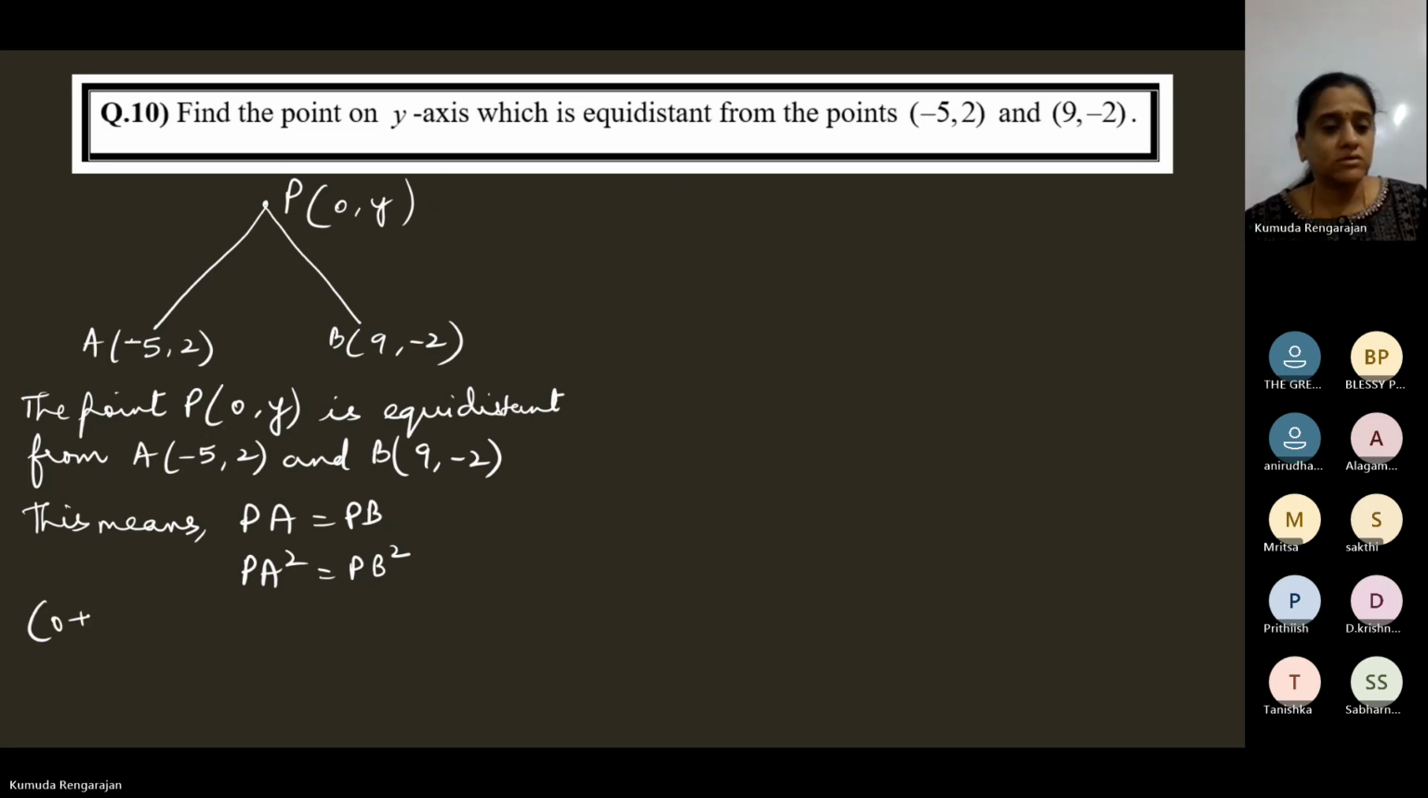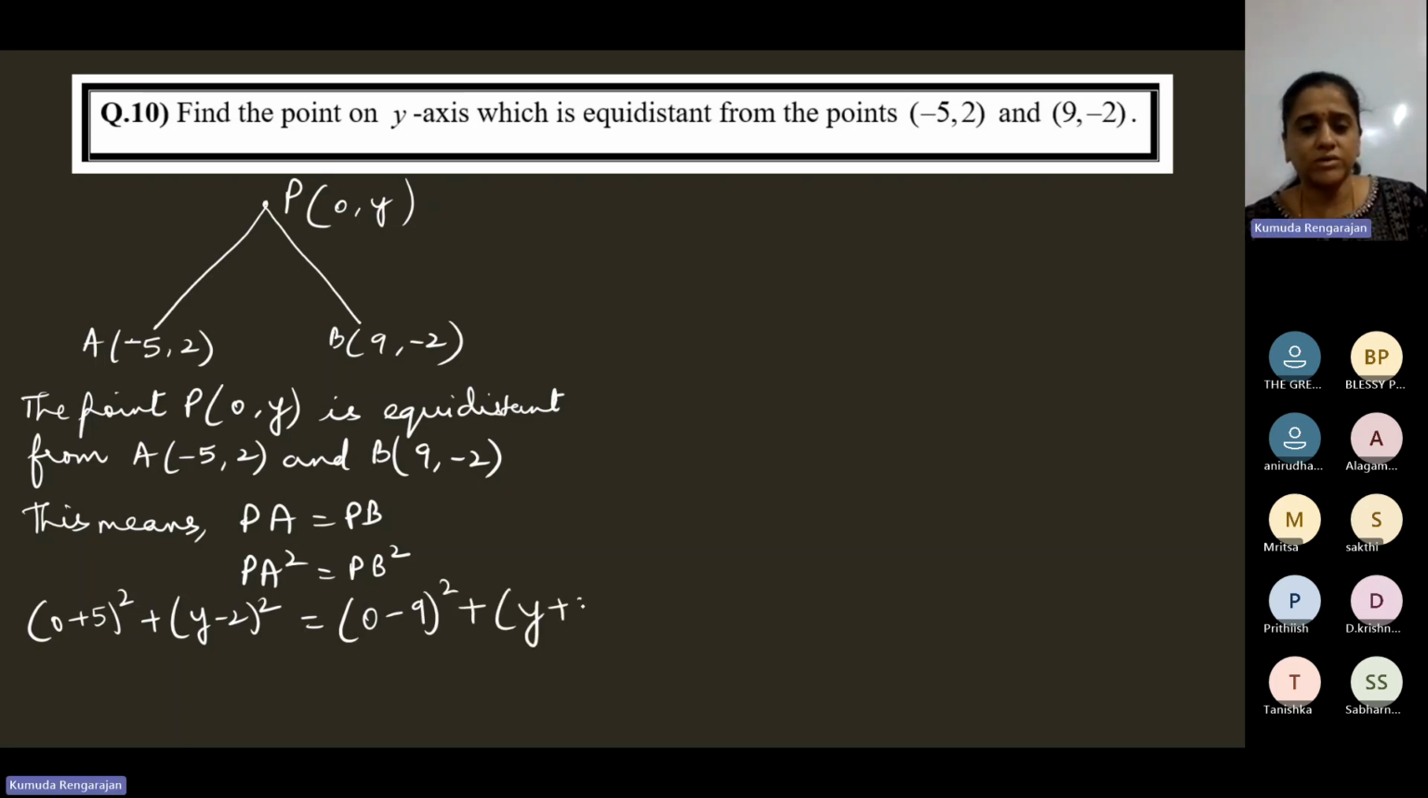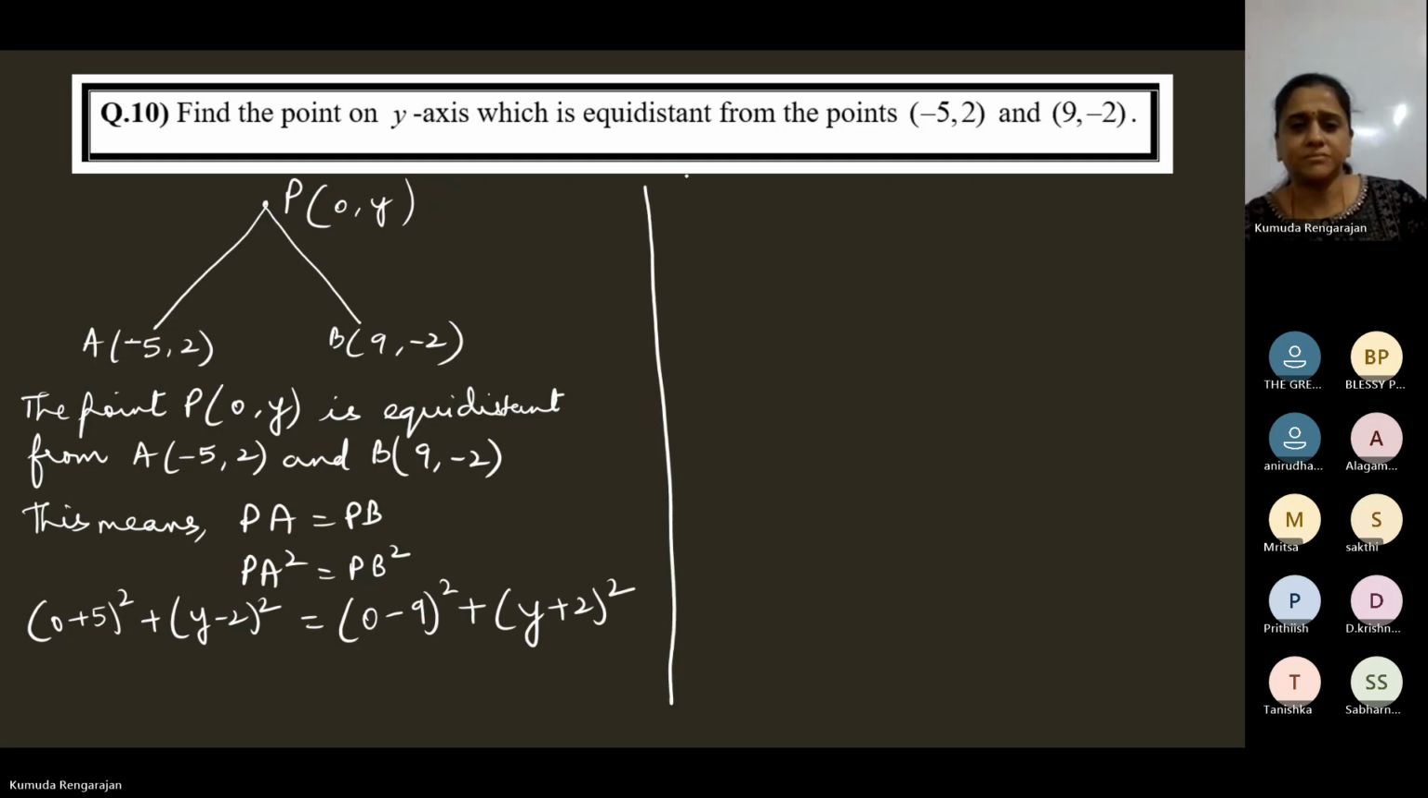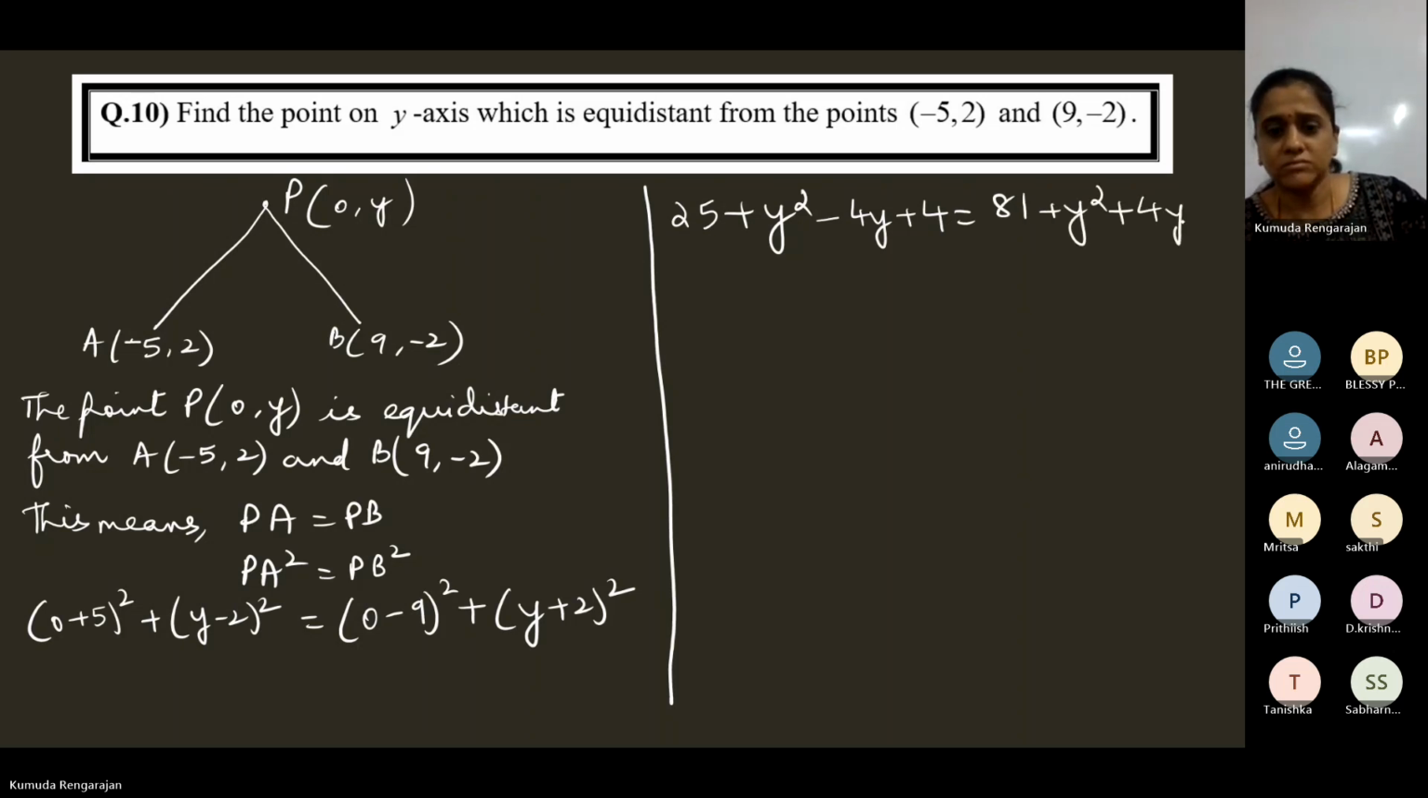0 plus 5 minus 2 whole square is equal to, okay, good. -25 minus 4. Okay.